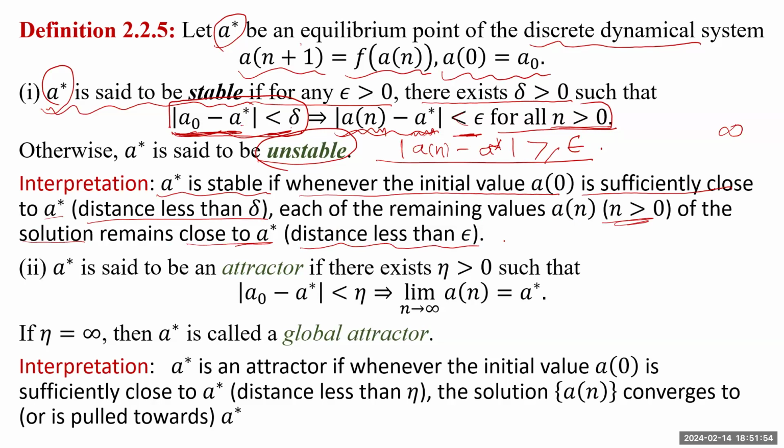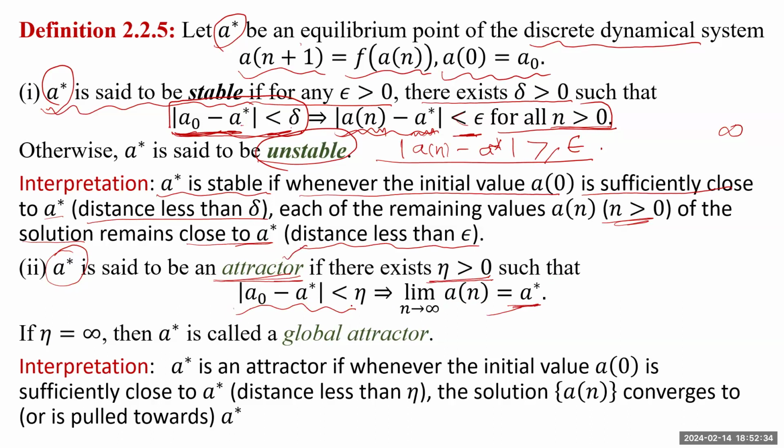So now there is another definition, the attractor. Suppose my equilibrium point a* is said to be an attractor if there exists an eta greater than 0 such that, see the distance here, the distance between the equilibrium point and the initial value is less than eta, which implies that as n tends to infinity, you will get the equilibrium point. Such a condition, we call that equilibrium point an attractor.